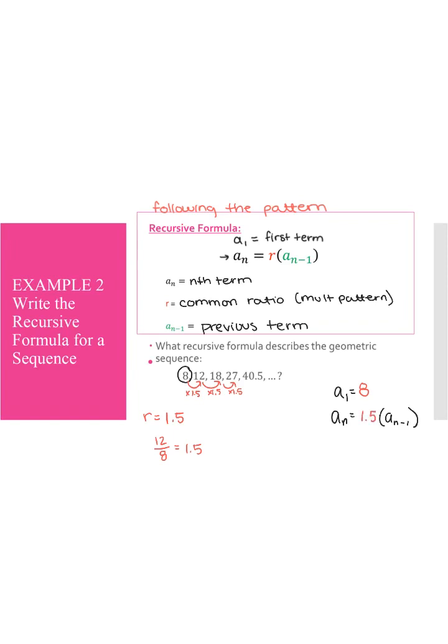So now I have, this is multiplication, my first term being 8, and the rule a sub n equals 1.5 times a sub n minus 1. All this is saying is that I am taking my previous term and I am multiplying my previous term by 1.5 in order to get my next term. So I would start with the first term, and then I would know I multiplied by 1.5 to get the next term if I wanted to build this sequence.